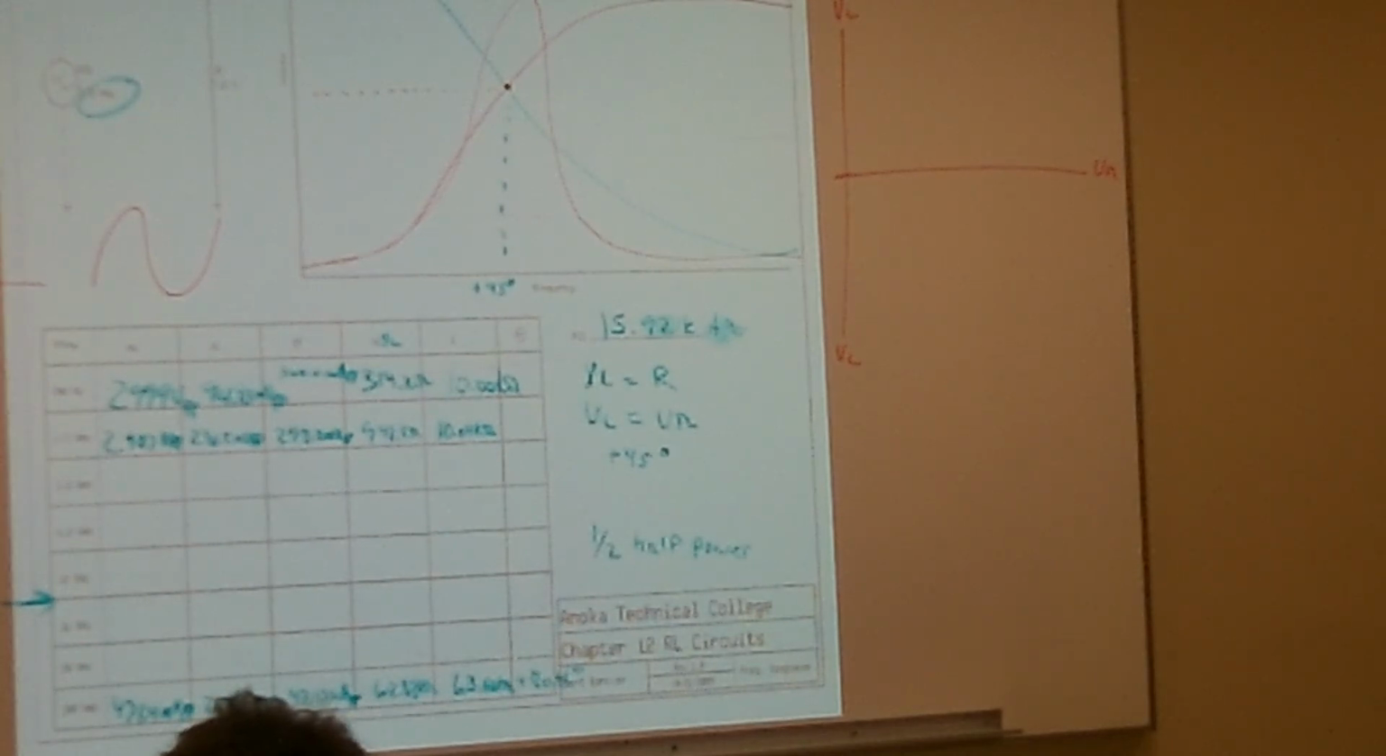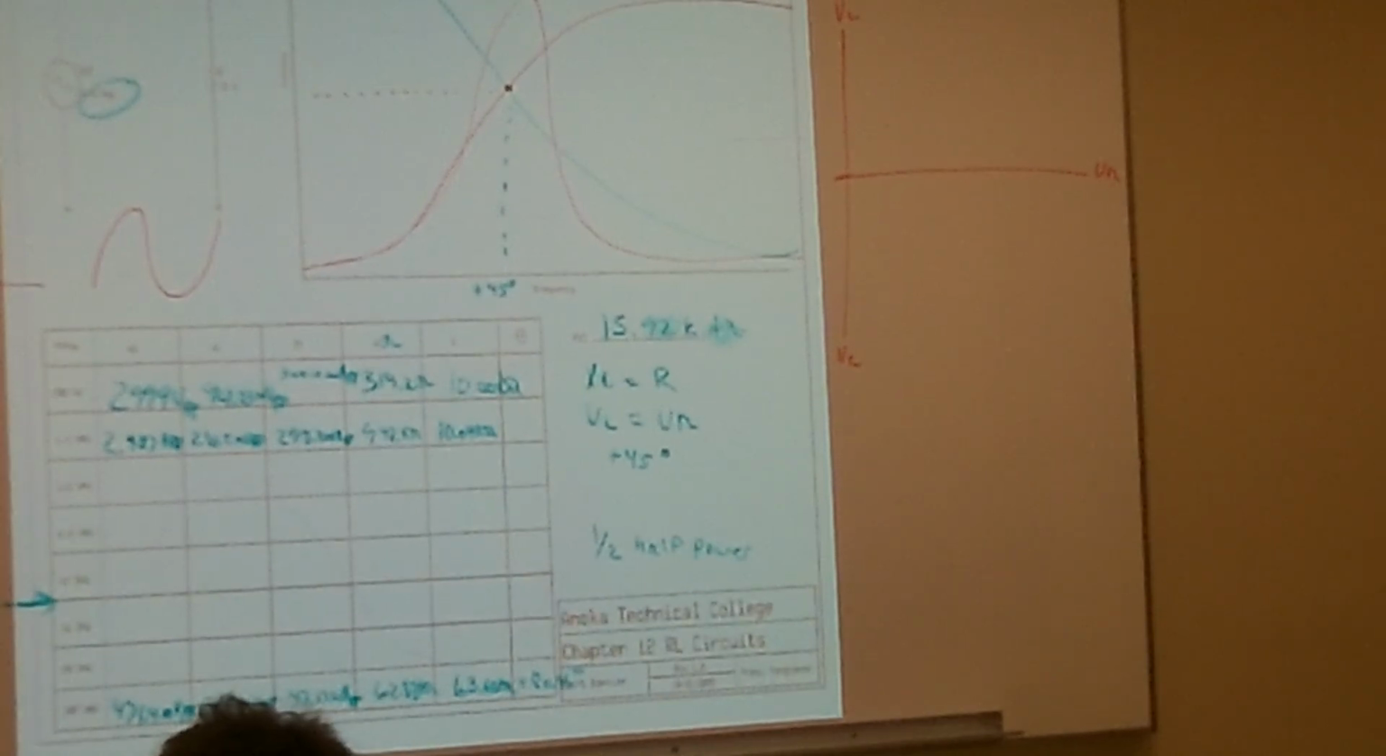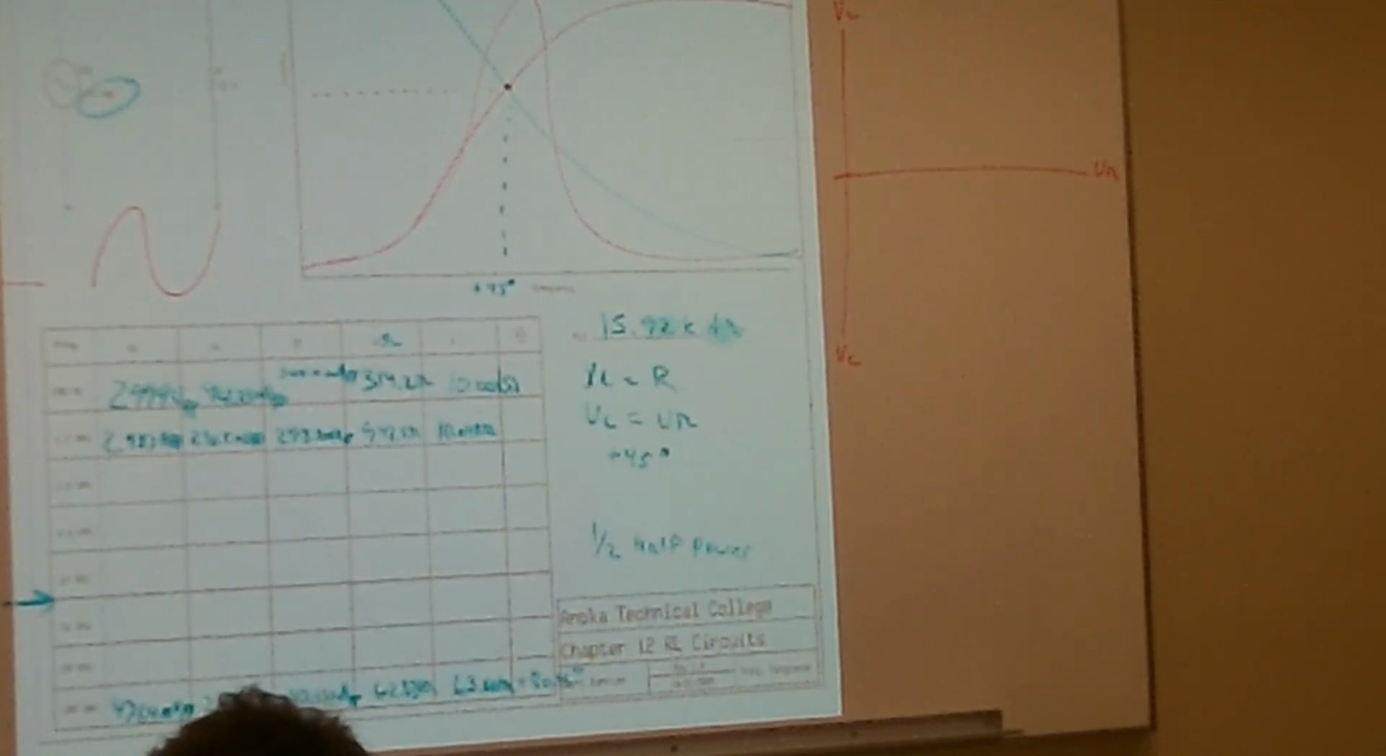All right, any questions on any of that stuff? I mean, it's pretty straightforward. Even chapter 12, even the reading was a lot less. But the power factors and all that still stays the same.